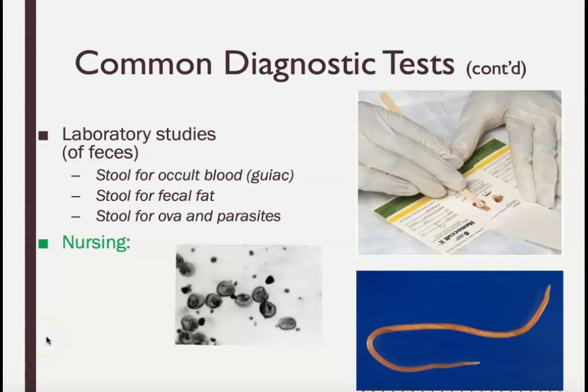I want to go back to the occult blood test for a second. When doing this test, it's important to acknowledge that there are some factors that can give either false positive or false negative results. For example, if a female is menstruating, or with an increase in red meat consumption, you will get false positives. False negatives can result from a high vitamin C intake.